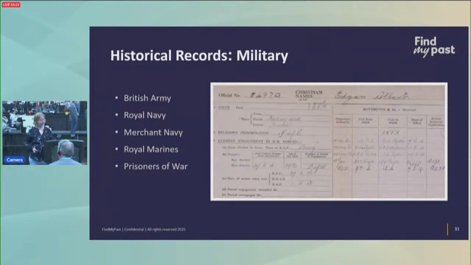Just check my time because I know I'm gonna get bogged down here. There's a lot to talk about. So we have British Army records, Royal Navy records, Merchant Navy, Royal Marines, and prisoners of war.